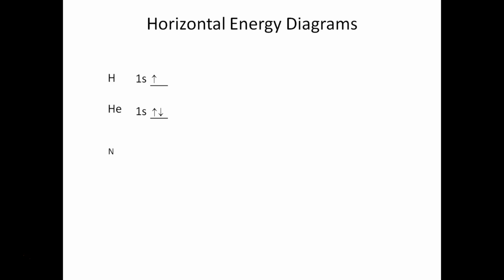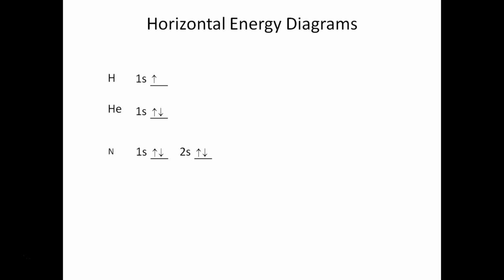Let's look at a bit more complicated element, nitrogen. So we follow the Aufbau principle. My first energy level that gets electrons is the 1s, and so I have 2 electrons to place in there because nitrogen has 7. So now I still have 5 left. So now I bring in the next orbital of lower energy, which would be my 2s. I can place 2 electrons in that. So now I've used up 4.